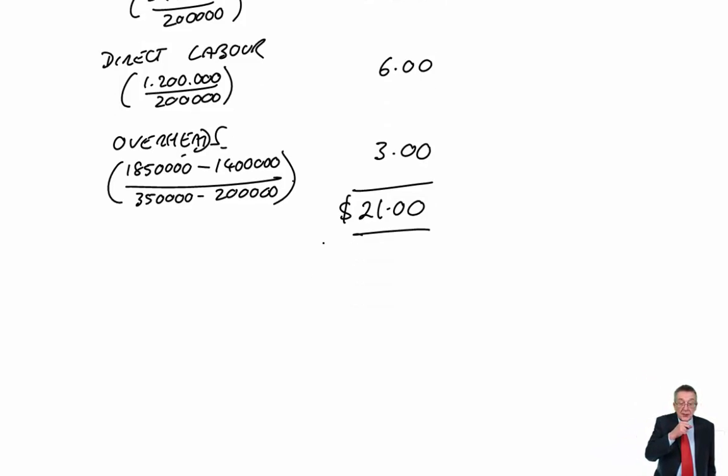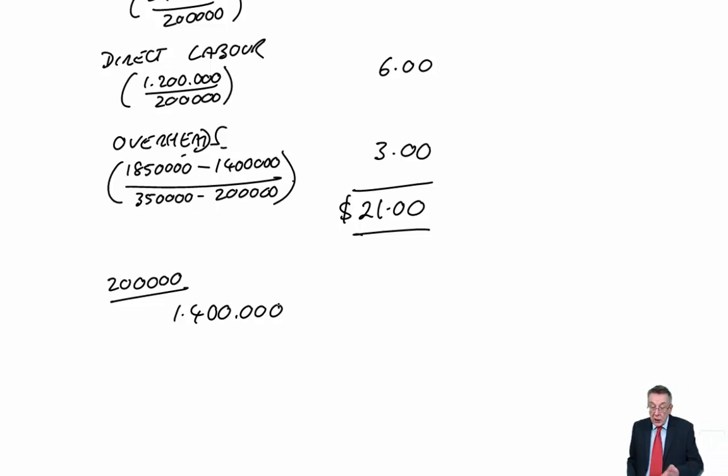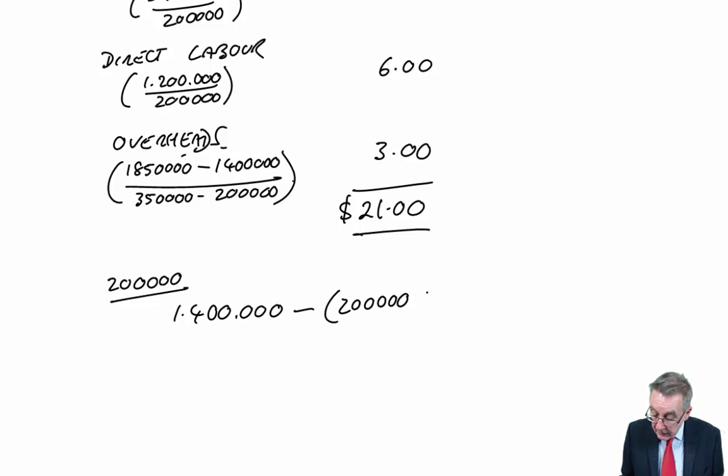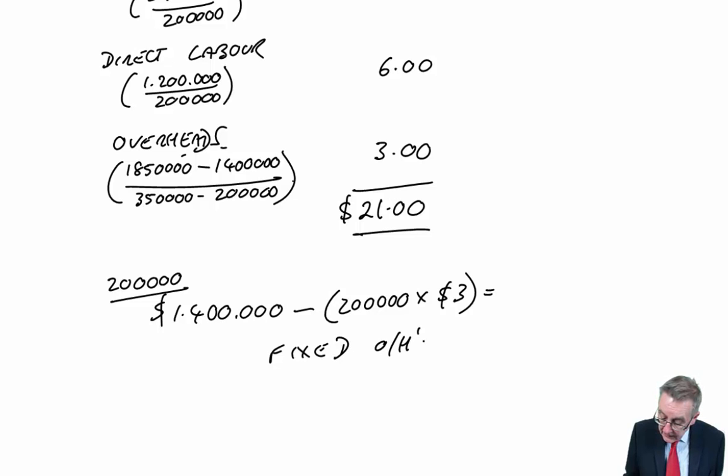They also want to know the fixed cost. Well, the fixed overheads. Take any of the levels. If we take 200,000, the total cost is 1.4 million. We know how much variable is included. The variable 200,000 at $3. So it includes a variable cost of 600,000, which leaves the fixed cost, the fixed overheads, at 800,000.